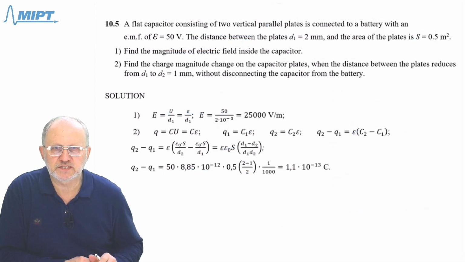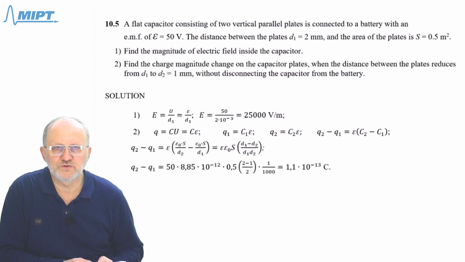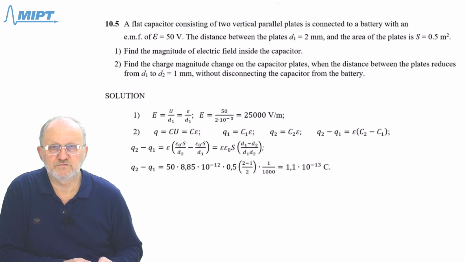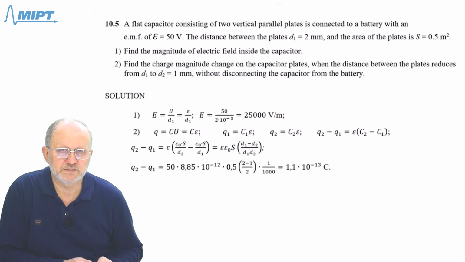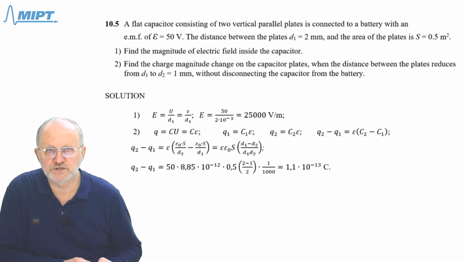Now we will consider the next problem, problem number 10.5, which says: a flat capacitor consisting of two vertical parallel plates is connected to a battery with an electromotive force of 50 volts. The distance between the plates is 2 millimeters, and the area of the plates is 0.5 square meters. Find the magnitude of the electric field inside the capacitor. This is the first question.